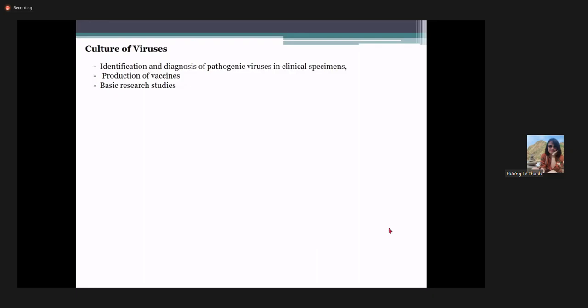The purpose of culturing the virus is that we can identify and diagnose pathogenic viruses in clinical specimens, or we can produce some kinds of vaccines to prevent the virus, and it is also used for basic research studies. How can we culture the virus? We culture the virus in host cells. So we can culture the virus both in vitro and in vivo.